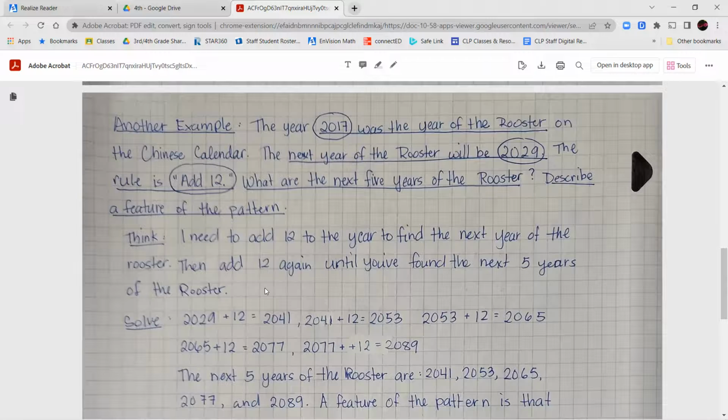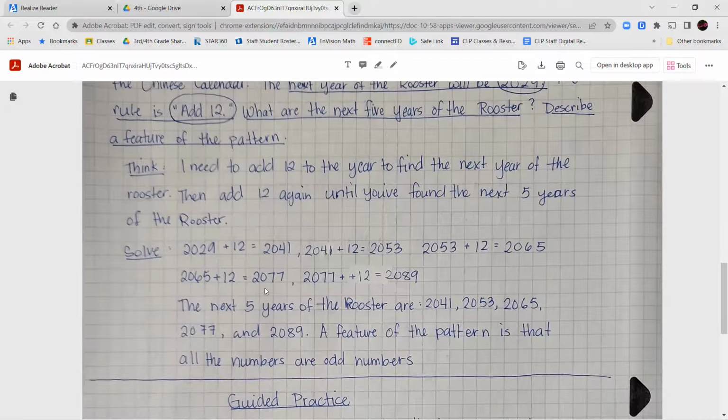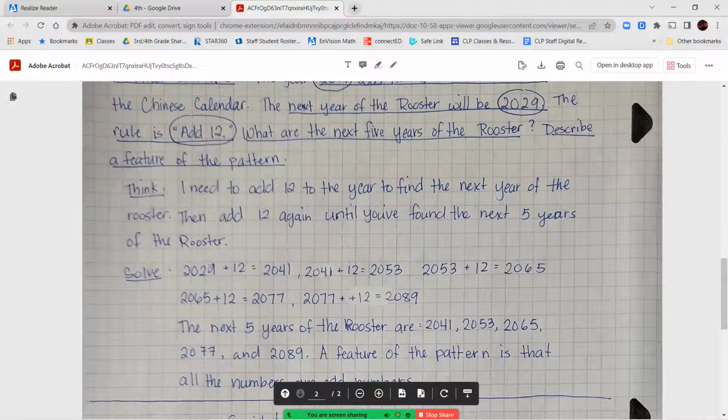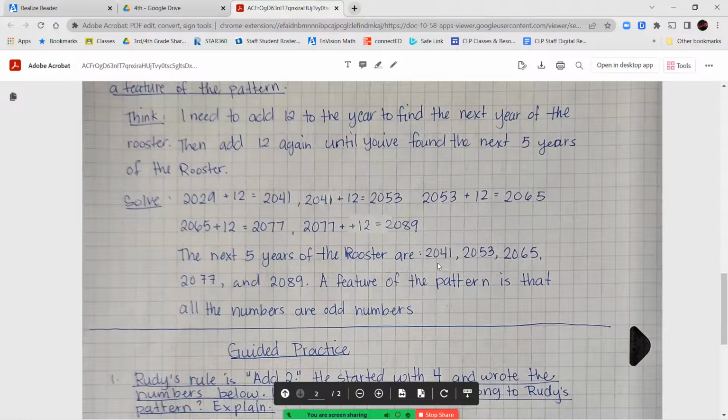Now I need to add 12 to the year every single time to find the next year of the rooster. And then I add 12 again, and then I add 12 again until I find all 5 years. So to solve that, I'm going to begin at the year 2029, and I'm going to add 12. That gives me 2041. Then 2041 plus another 12 is going to be 2053, plus another 12 is going to be 2065, plus another 12 is going to be 2077, and then plus another 12 is 2089. So the next 5 years of the rooster are 2041, 2053, 2065, 2077, and 2089.